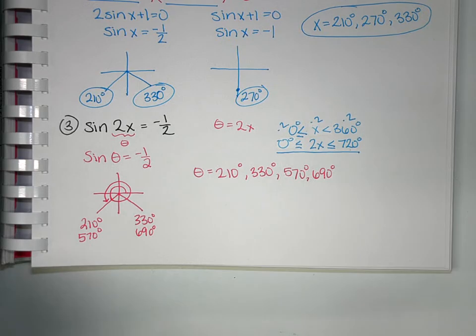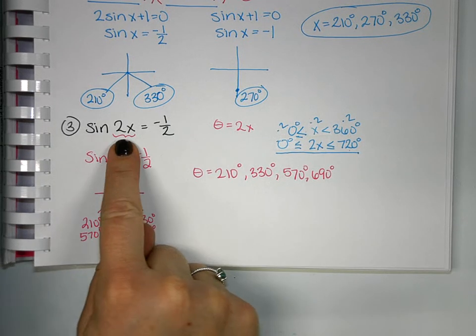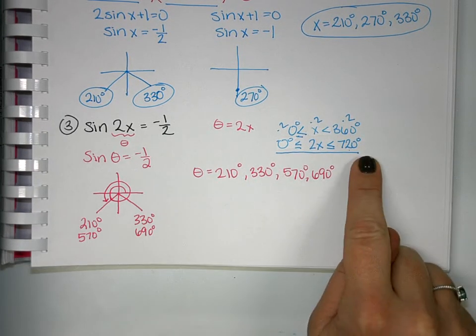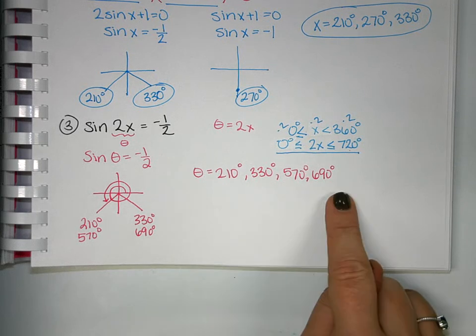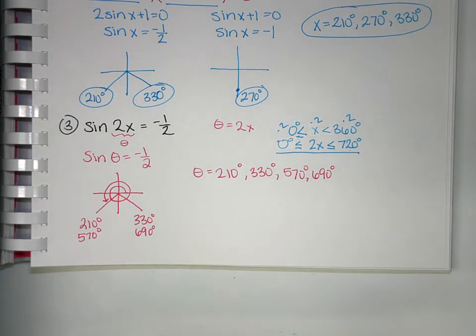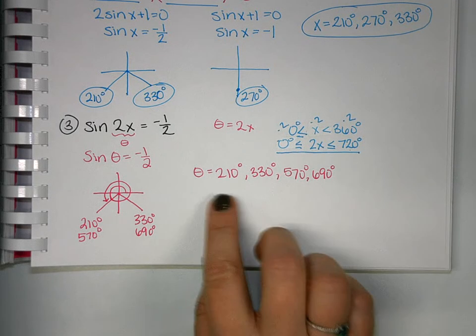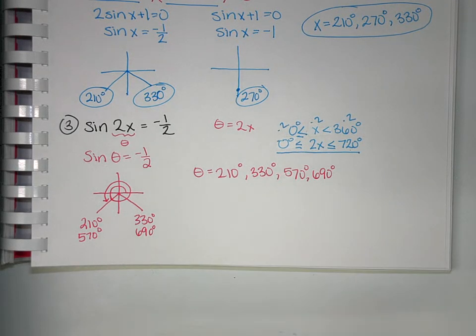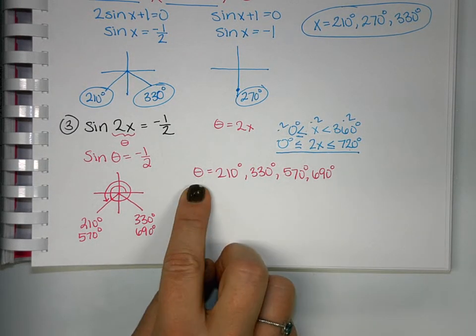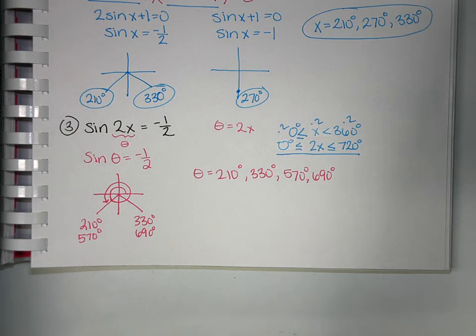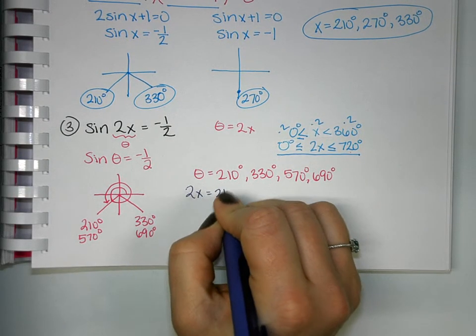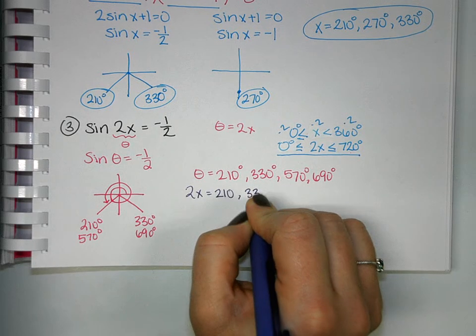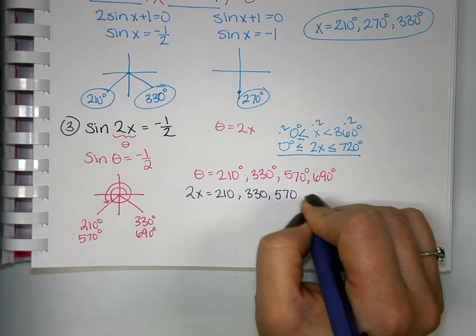So again, because our angle of sine is being doubled, we have to double our domain, or our possible values of x, so that we can get all of our thetas that could potentially work. So once we have all of our thetas, in this case we have 4, we're now going to go and plug 2x back into theta. So I'm going to put 2x over here. So 2x will equal 210, 330, 570, and 690.